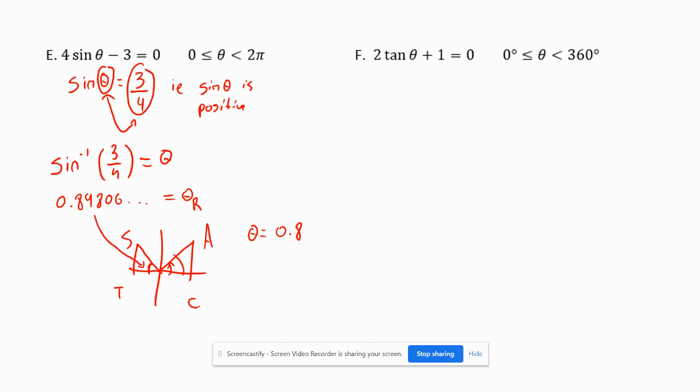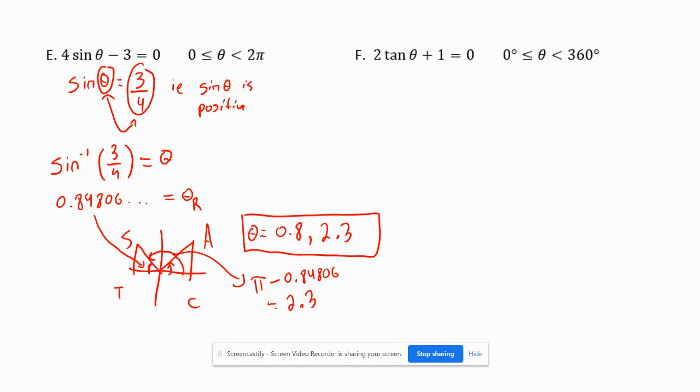So the way I get this angle, sorry guys, I'm putting arrows all over the place here, but this is going to be pi, or 180 if I'm in degrees, minus my reference angle. I'm going to do this on my calculator as well. Second pi minus 0.848 equals 2.3. So our two solutions are going to be 0.8 and 2.3.